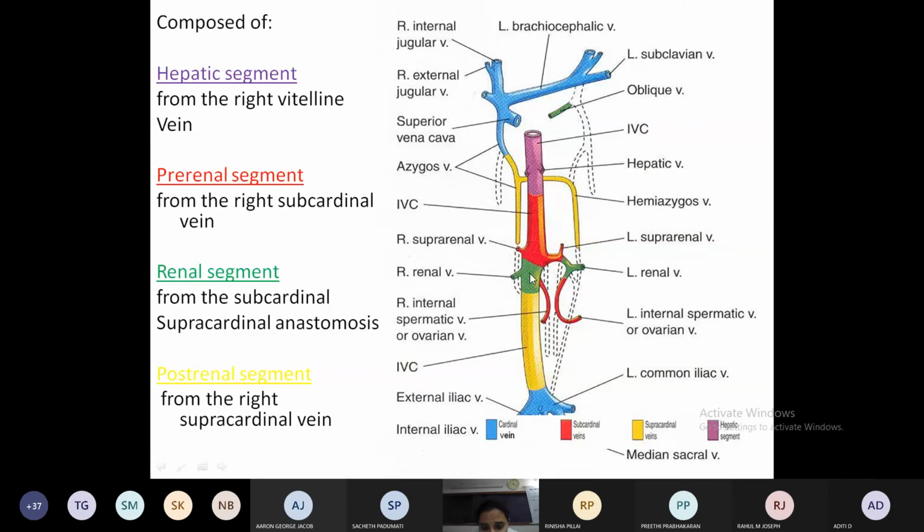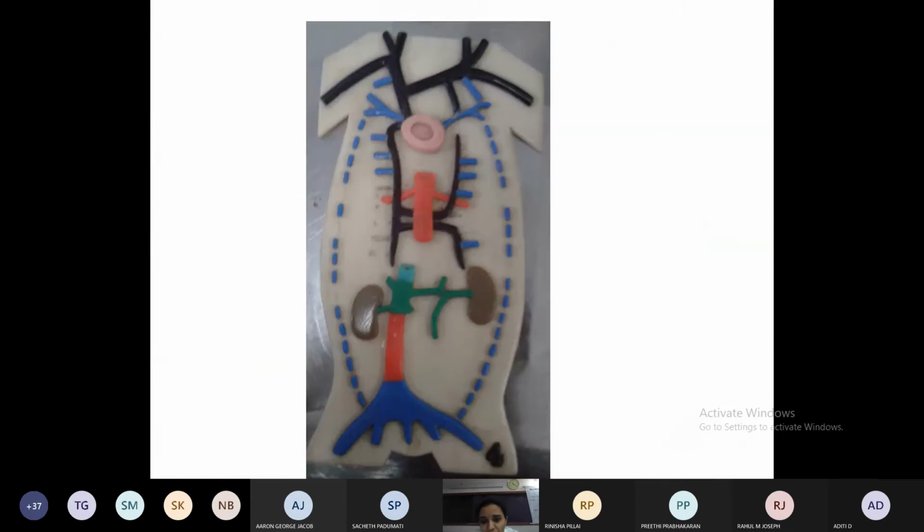That's the renal segment. Postrenal segment is by the right supracardinal vein. The lowermost part is by the anastomotic channel of the posterior cardinal vein. That is the development of the inferior vena cava. This is the model of the inferior vena cava.